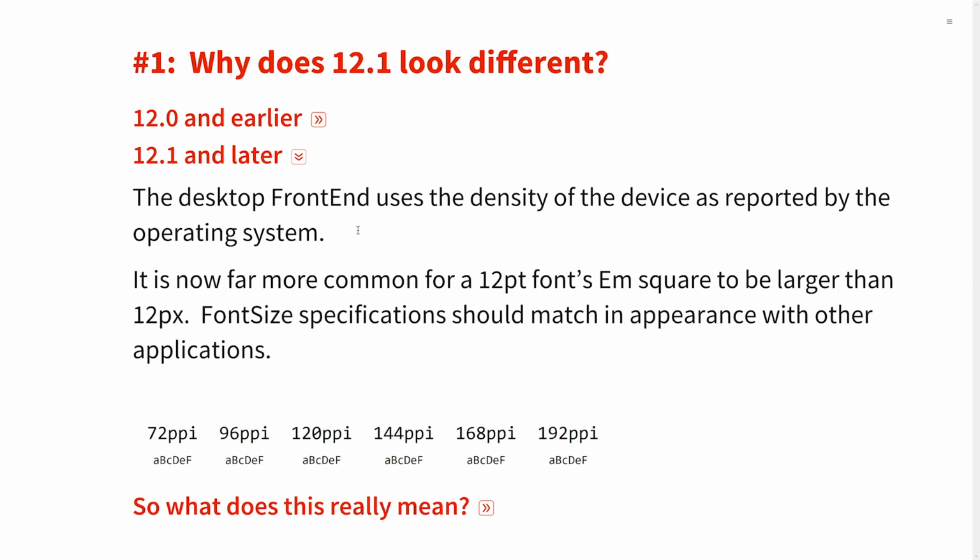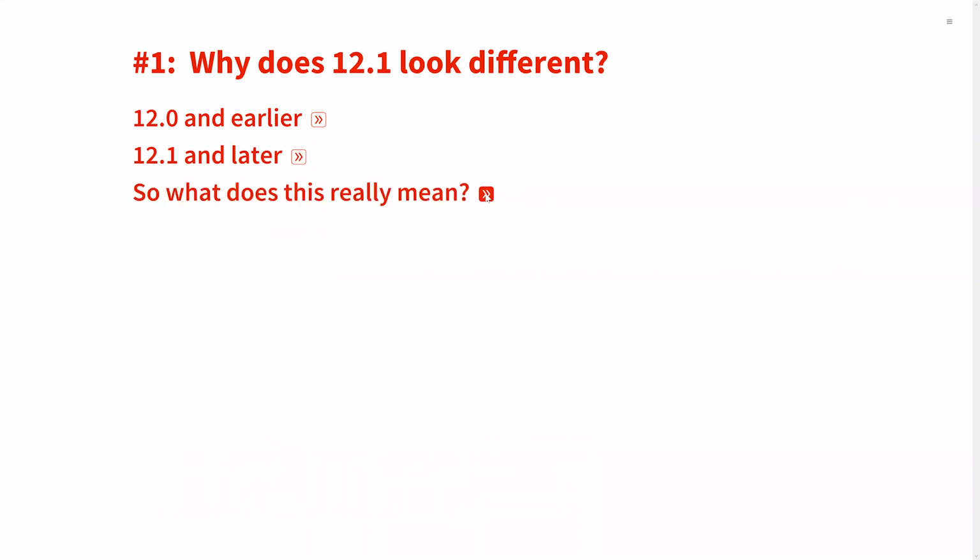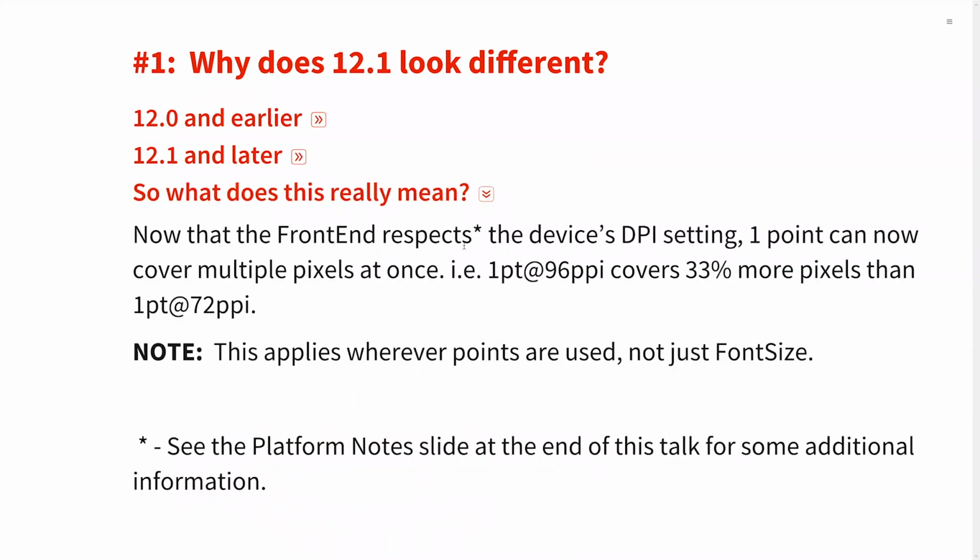So this is all great. I have text that's now clear, and things always look good. But Ian, you still haven't answered the question of why does 12.1 look different? The reason is that pixels and points are no longer a one-to-one correlation, and we actually work off of what the DPI, what the OS is telling us. Things are now going to match what they were actually spec'd to be. We actually respect the data that's come back.